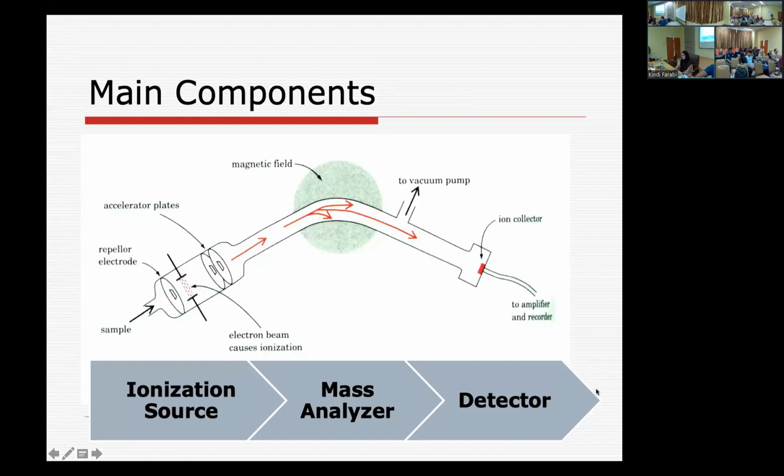Sebagaimana kita ketahui, ini adalah ionisasi source, mass analysis, dan detektor. Ini suatu sampel, ini adalah elektroda, ini adalah berkas elektron yang menyebabkan terjadinya ionisasi. Ini adalah accelerator plate yang mempercepat. Nah, inilah yang seharusnya ada magnetic field. Kenapa yang teramati hanya yang bermuatan positif? Karena yang negatif dibelokkan oleh medan magnet. Jadi yang diteruskan di sini, ini ada vakum tadi. Di sini adalah ion kolektor, kemudian ini sebagai recordernya.